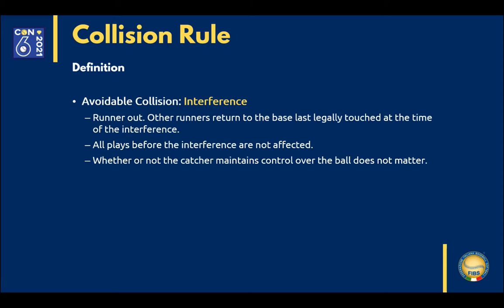Whether or not the catcher maintains control over the ball does not matter in an interference situation. So even if the catcher loses the ball, but you have ruled interference before, the runner will be out. It's still interference. The ball is dead, and all the other runners must return to the base last legally touched at the time of the interference.